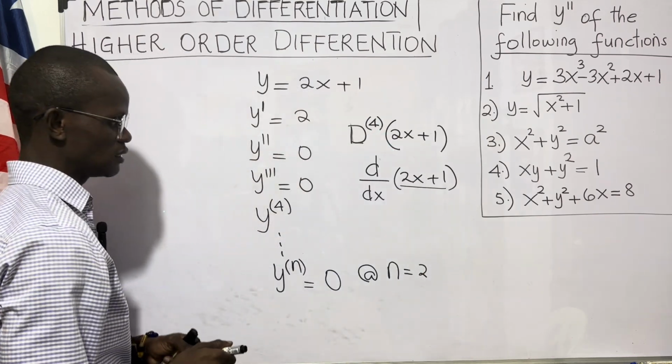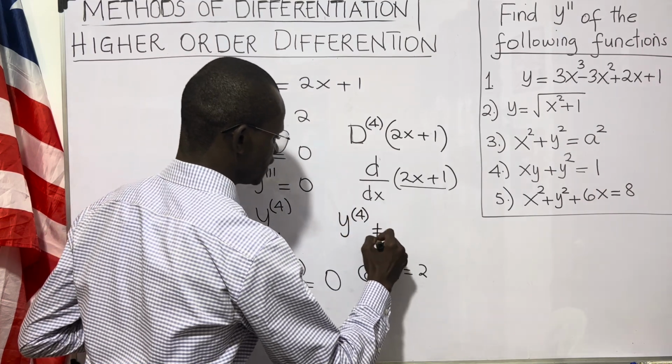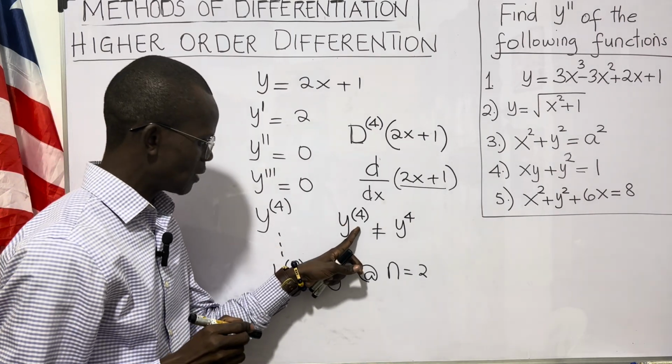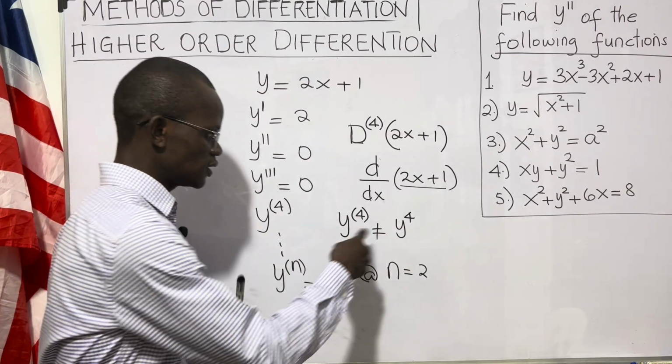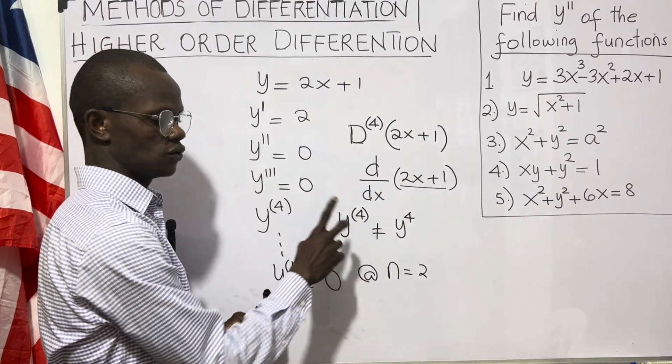Now note this. Y raised to the power 4 is not equal to y raised to the power 4 in parentheses. This is y to the fourth power. This is the fourth derivative. So take note of that.